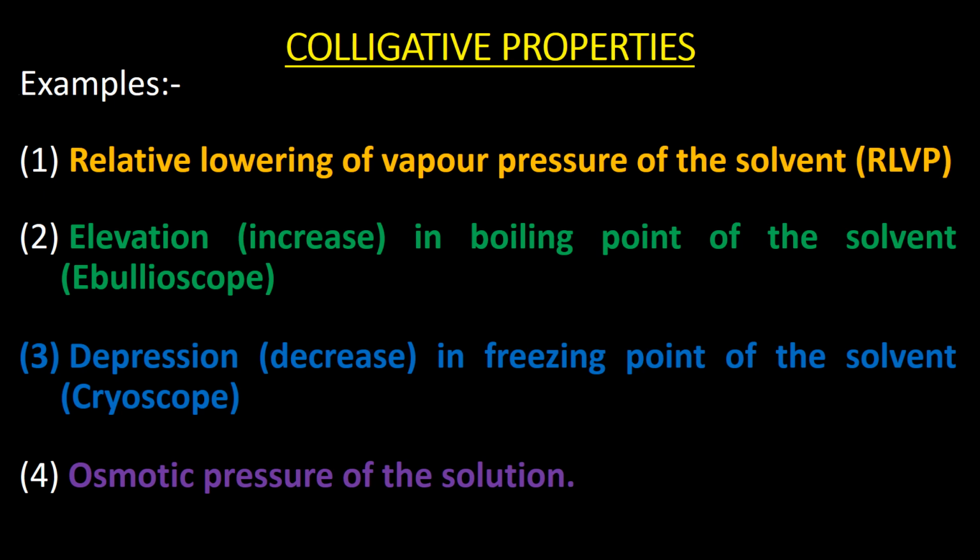Third one is depression or decrease in the freezing point of the solvent, which is also called cryoscopy. That means when you add a non-volatile solute to the solvent, there will be a decrease in the freezing point of the solvent. And fourth one is osmotic pressure of the solution.